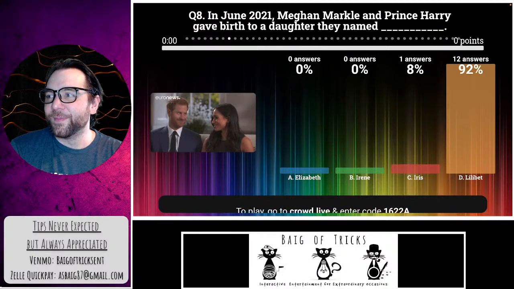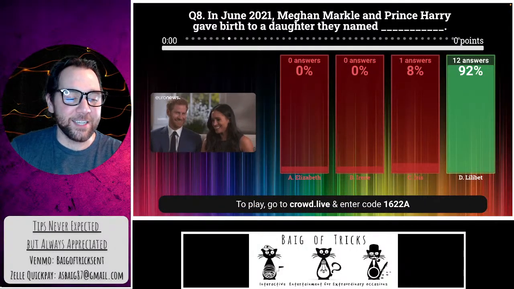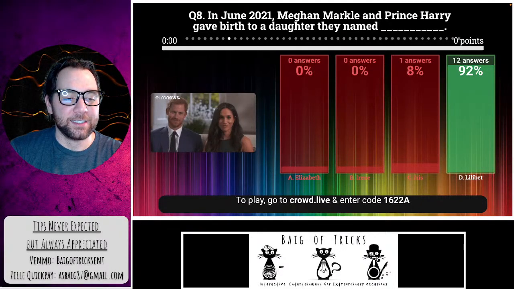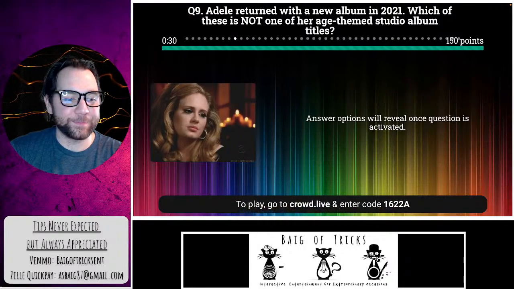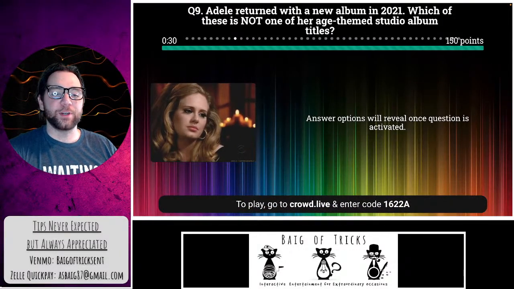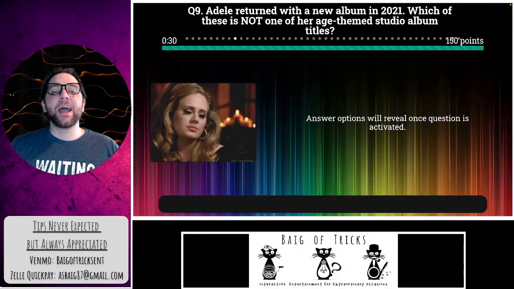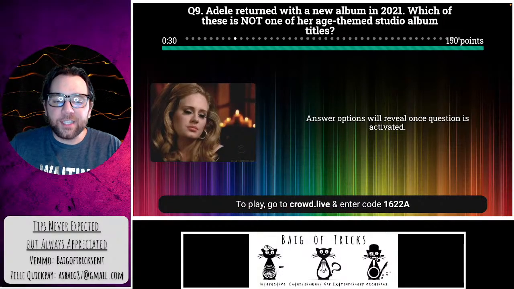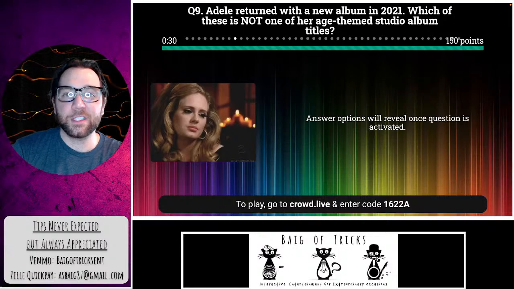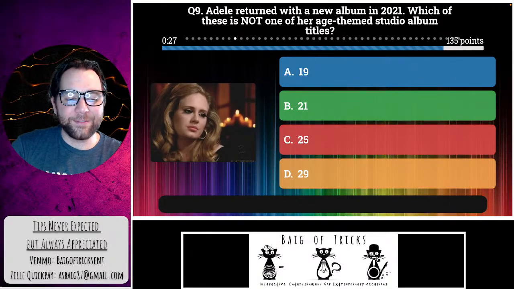Yeah, it wasn't far. 12 people said Lilibet. 12 people got it right. Great job. All right, question number 9. This 2021 trivia tonight. Adele, you might have heard of her, returned with a new album in 2021. Which of the following options is not actually a title of one of her age-themed studio albums, all named after different ages? Is it 19, 21, 25, or 29?